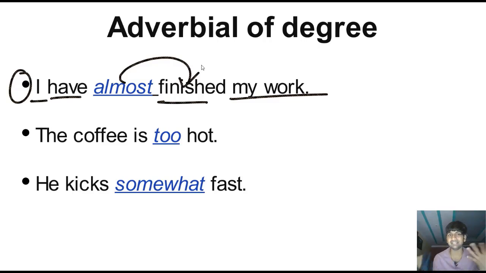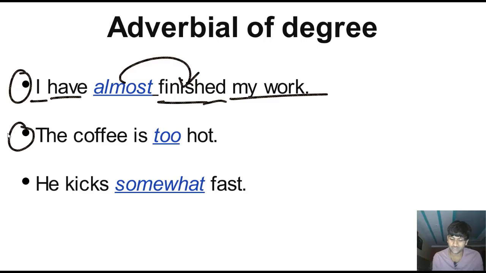It's not completely true that I have finished my work. "I have finished my work" gives the meaning that the work is done. "I have almost" tells us to what extent the work has been done. It's not completely finished, it's almost finished. There is something left to be done yet. The work is almost finished. So the word almost is modifying the verb finished, and talking about to what extent this verb is true, right?